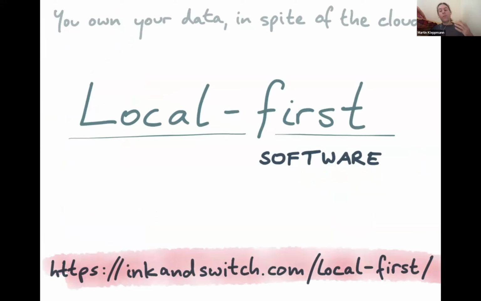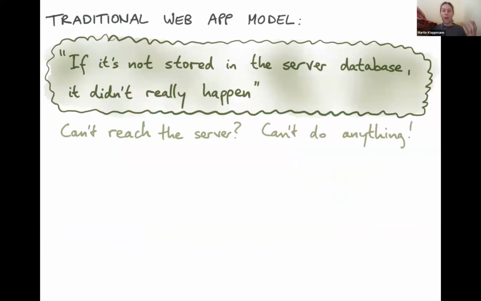If I had to summarize the way state management works in traditional web apps, the only authoritative data storage is on the server. If you have some data somewhere in the system that is not stored in the server database, then basically it didn't happen. The only way something becomes permanent is that it's stored in the server's database, which of course means that if you can't reach the server right now because, say, you're offline, well, sorry, you can't actually do anything.